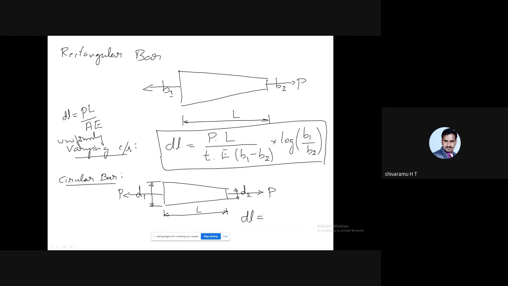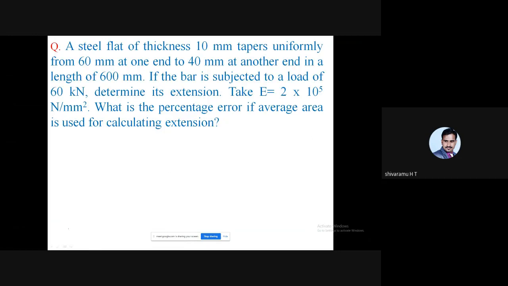So for this, the total deformation for the circular cross section we will take the equation dl equal to 4PL divided by pi into E into D1 into D2, where P is the load and L is the length, E is the Young's modulus, D1 is the bigger end diameter and D2 is the smaller end diameter. So based on these two sections, we are going to solve the problem.